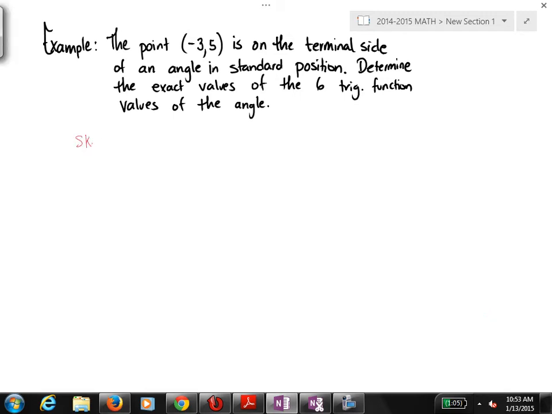So first thing I would do is sketch this in standard position. Now the only thing is we don't have an angle, but we know that a point is on the terminal side of this angle. So just sketch -3, 5. It doesn't have to be to scale. We know that this point is going to be on this terminal side. Now once again, this angle is being rotated from the positive x-axis. So if we wanted to sketch this, this is the way theta would look.